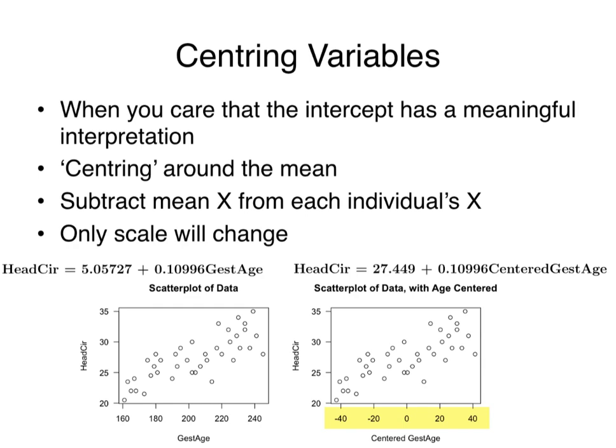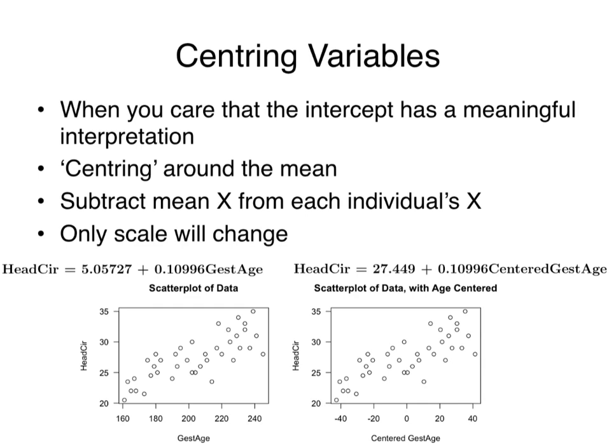On this plot with centered age, the value of 20 refers to an observation that is 20 days above the mean age of 200 days, and minus 20 refers to an observation that is 20 days below the mean age of 200. We can also fit a model to the data using the centered age value.